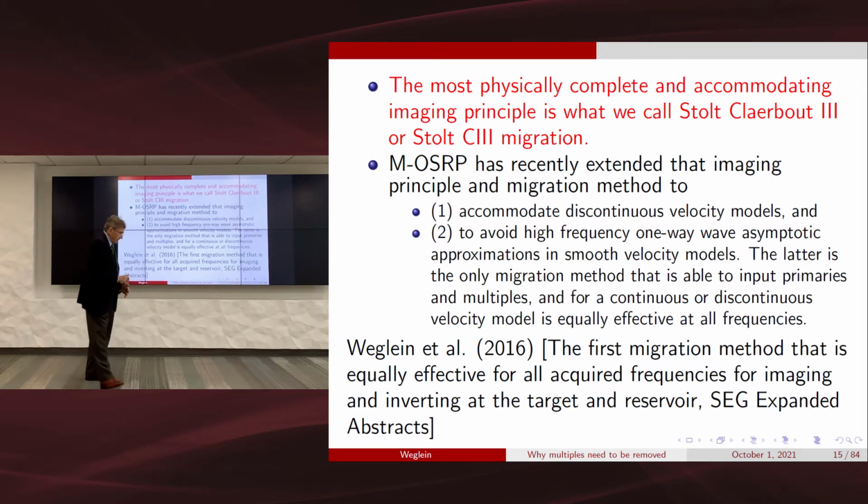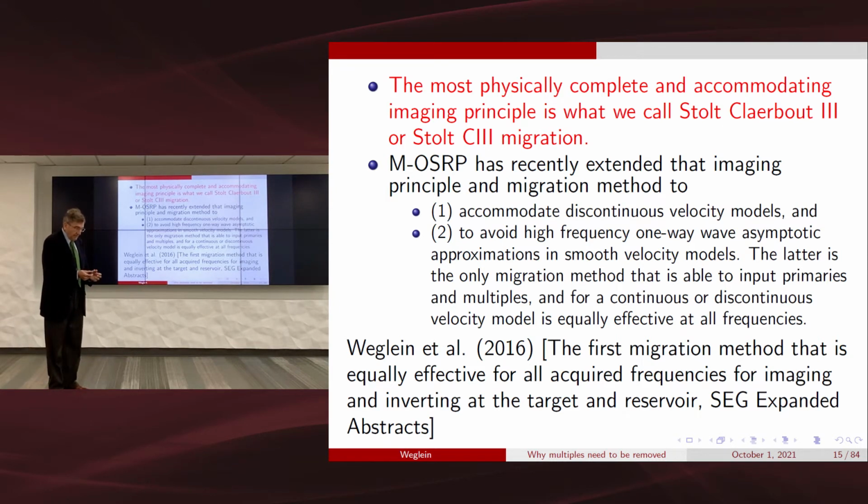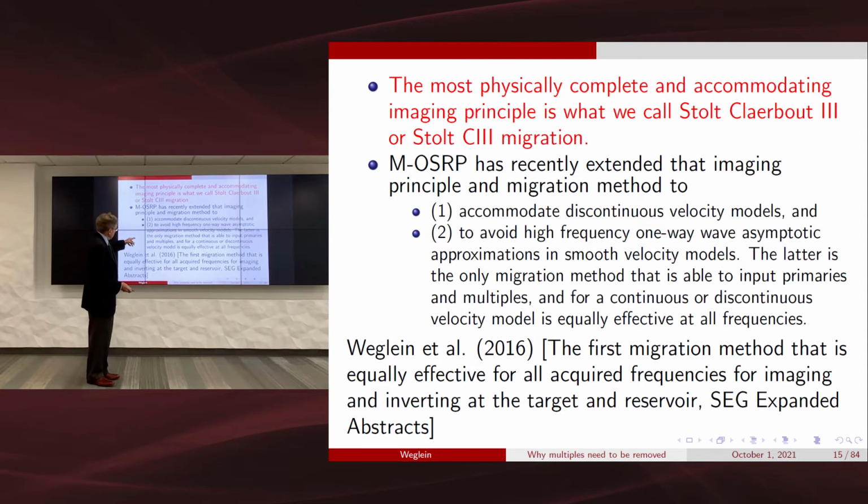Yes? Now, if you assume it's smooth, what we're saying is don't make a high frequency approximation in the smooth medium down to this, because the high frequency approximation will again discount low frequency components. Yes? So on both the imaging component and the propagation component, if you're interested in equal effectiveness at all frequencies, avoid high frequency approximations. And so two things were accomplished. There was an extension of Stolt-Claerbout 3 to heterogeneous media, both smooth and discontinuous, without having that propagation model making a high frequency approximation. Okay?